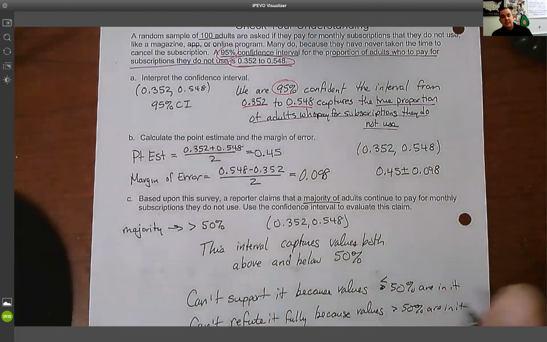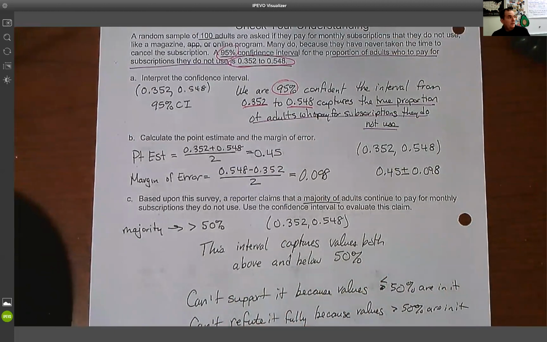So what we would have to say is this confidence interval really doesn't give us enough evidence to draw a conclusion one way or another. Realistically, if push comes to shove, more than 50% is in this interval. So you can't say that they're wrong yet. So that's kind of how we handled these questions.